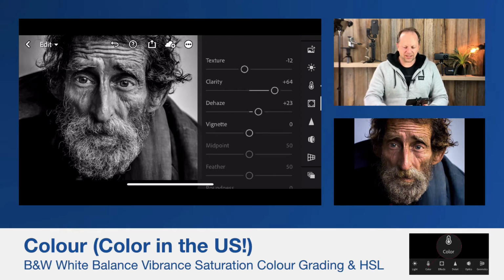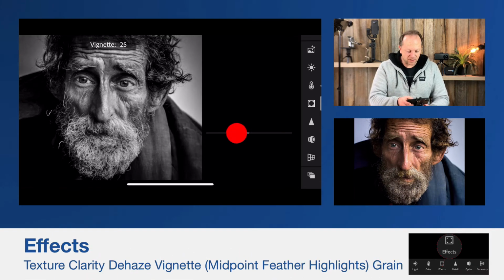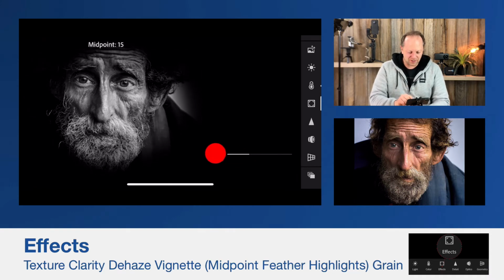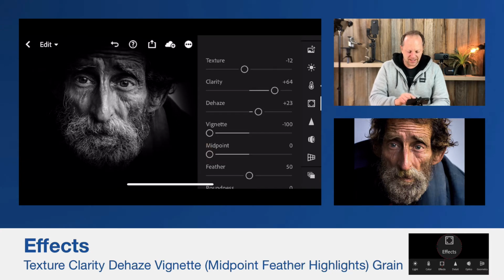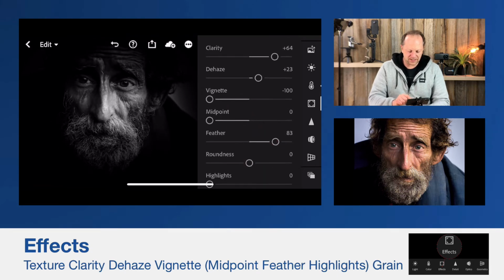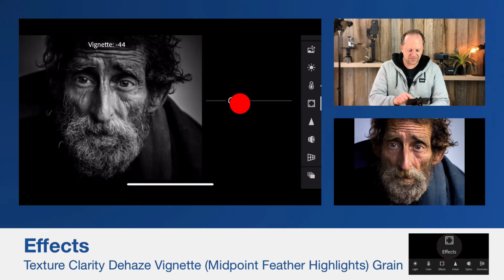And what I want to do in here is add a vignette. So I'm going to add a real dark vignette. Regardless of whether I'm adding a real dark vignette or not, I actually go all the way to -100 so I can see it. So when I play around with the other bits, I can see exactly what I'm doing. So what I want to do is midpoint, reduce that, okay, and feather, I want to feather it, go that way, and roundness, kind of round that like that. And now I'll go back to the vignette, and that's pretty good.